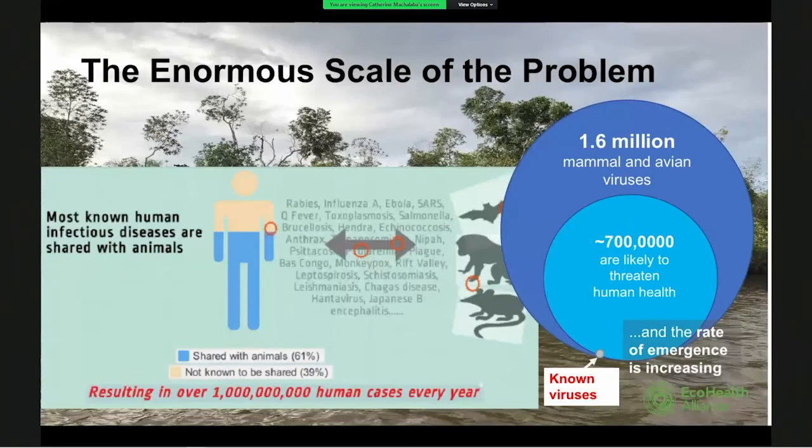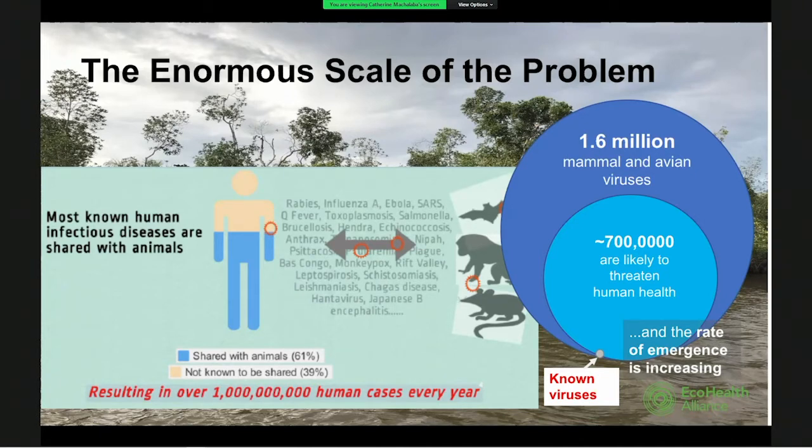So we heard about the enormous scale of the problem when we think about how rapidly and profoundly we're changing the environment every day. And this is human activity. At the same time, we face this enormous scale of the problem from existing diseases. We see that the majority of known human infectious diseases are shared with animals. These are zoonotic diseases that cause burden every day to individuals, to communities, to our world as a whole.